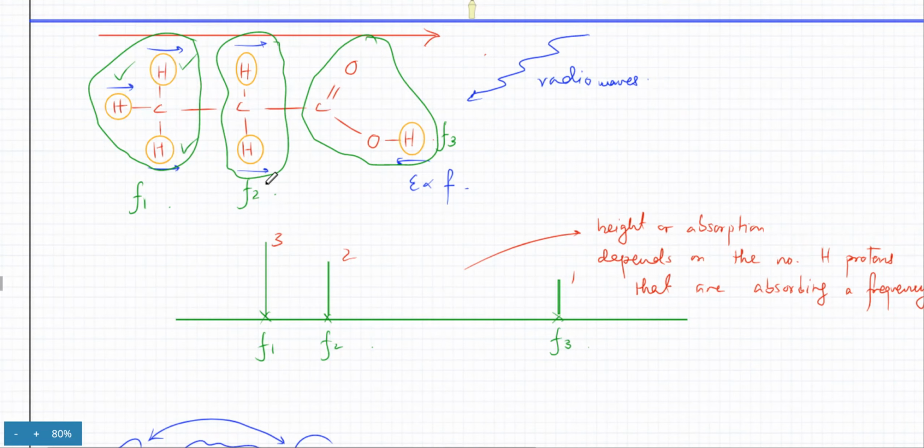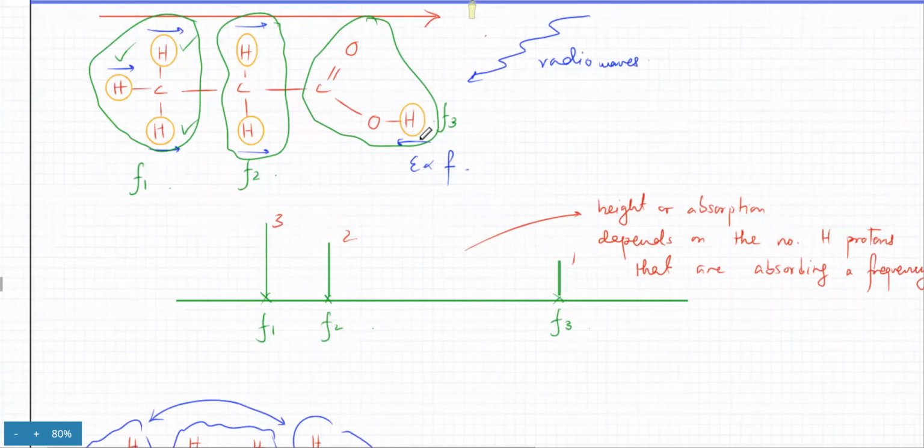These two hydrogens would resonate at a different frequency. This hydrogen is going to have a different shielding, and it would resonate at a different frequency.